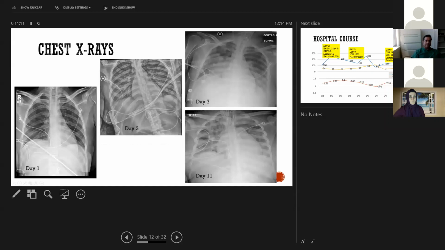Now, these were the chest x-rays, and you can see that from day 1, day 3, day 7, and day 11, a chest x-ray which was more or less normal actually turned to start having several infiltrates bilaterally, more so on the right side of the lung.